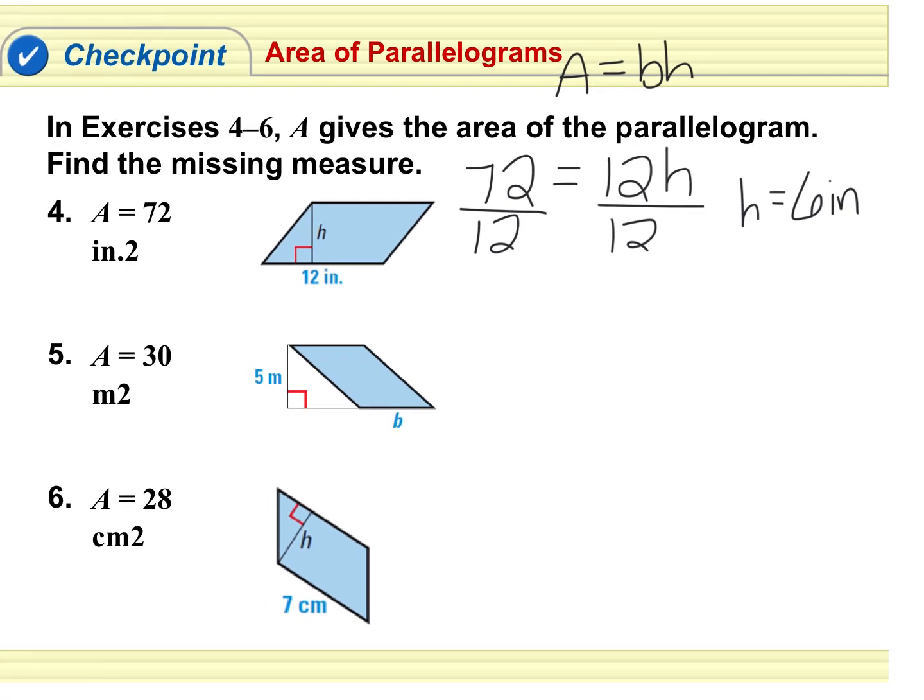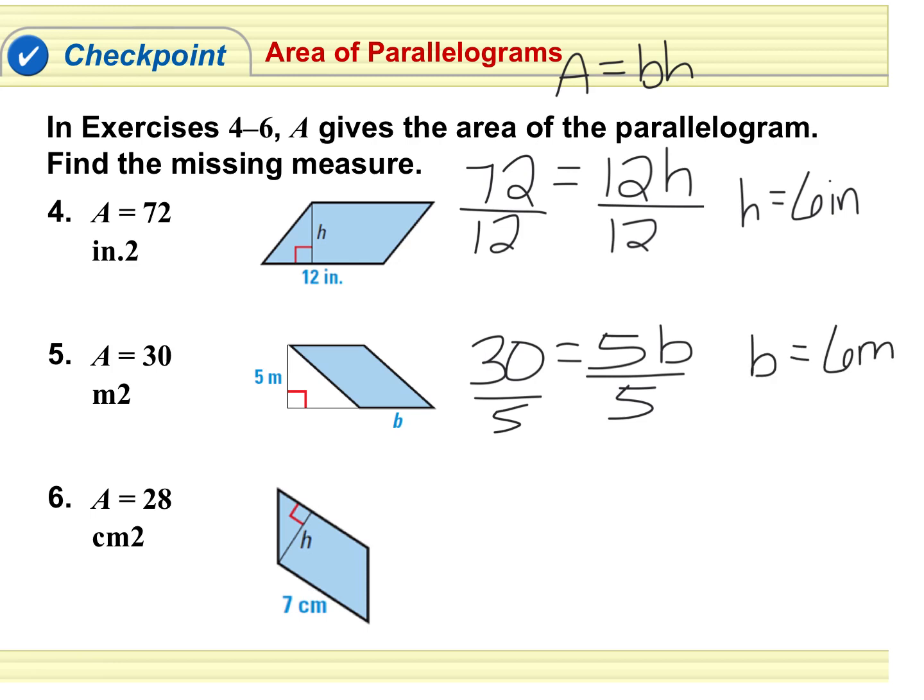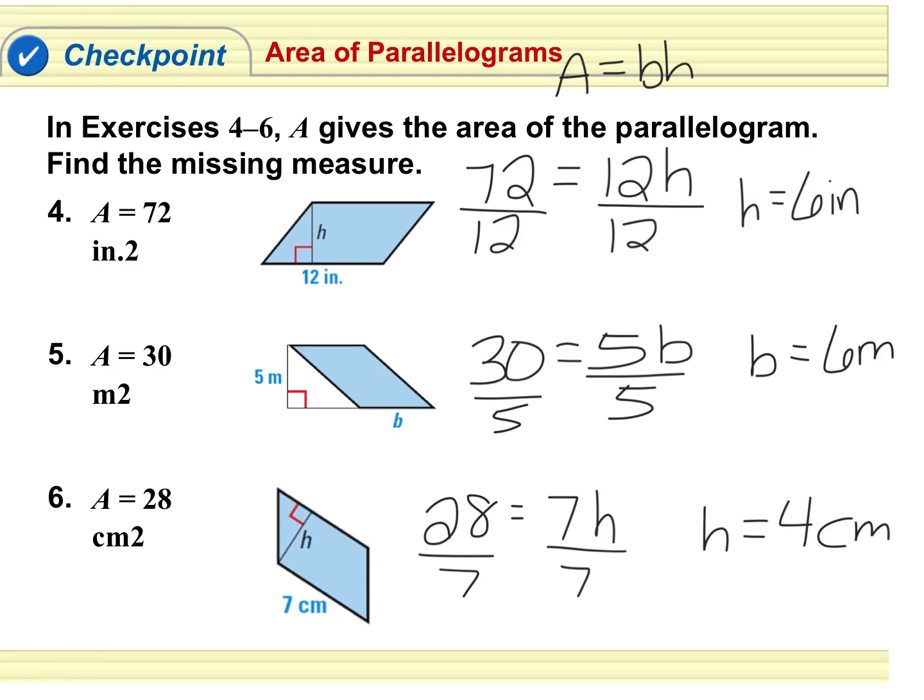Okay, what about number 5? What do I plug in? 30 equals 5B. And then what's my step to get B by itself? Divide by 5. B equals 6 meters. Good, last one. 28 is the area. Do we know the base? 7. Do we know the height? No. Last step. Divide by 7. H equals 4 centimeters. Good. Any questions on area of parallelograms? Okay, we got one more thing to talk about.